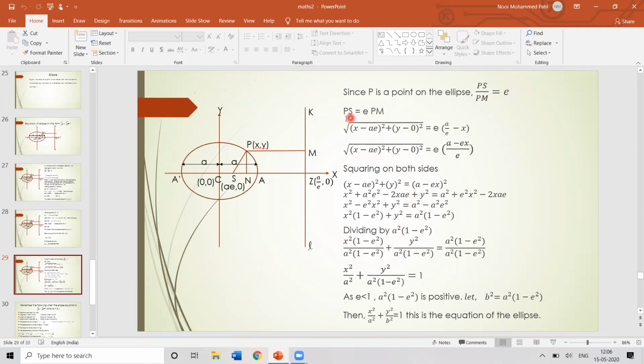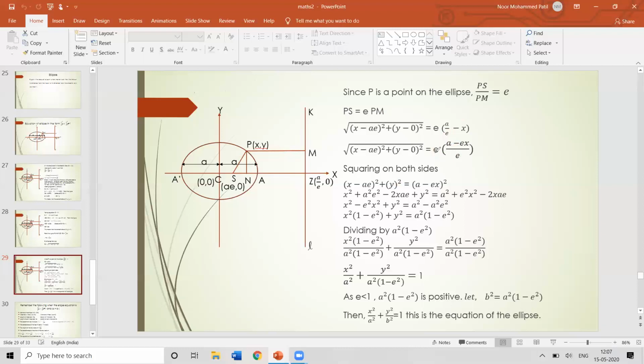Just now we have identified how much PS is by means of the distance formula, that is square root of x minus AE whole square plus y minus 0 whole square. E as it is. So PM value we have already calculated, that is A divided by E minus X. This we have found from the distance formula. Let us take LCM. So when you take LCM, it will become A minus EX divided by E. This as it is. So E gets cancelled here.